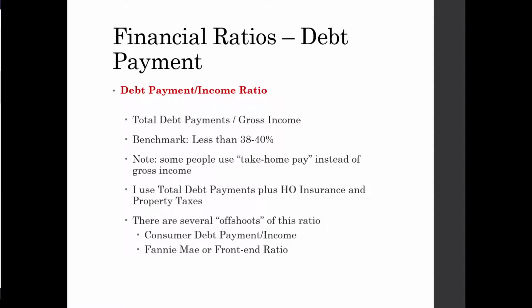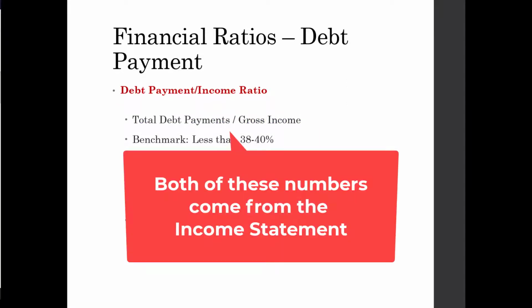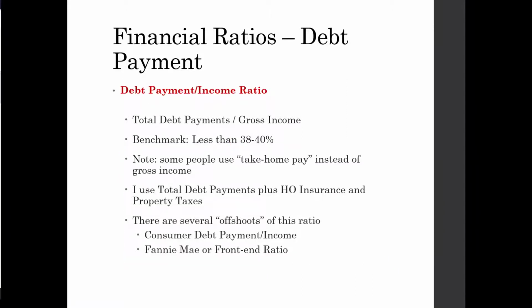The next ratio looks at debt payment. For this one, we're going to take the total debt payments that you're making and divide it by your gross income. So this is going to include the principal and interest payments you're making on your student loans, your auto loans, your home loans, and any other consumer loans that you might have. The benchmark for this one, the official one, is 38%, but you know what? That's hard to remember, so I just use 40. It's close. We want this ratio to be less than 40%.